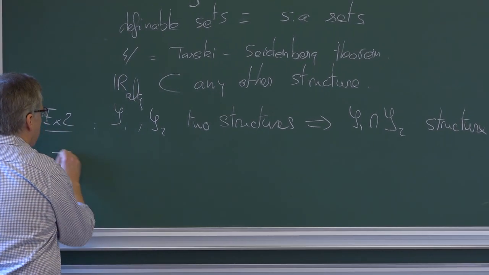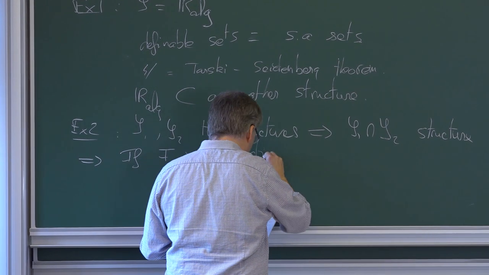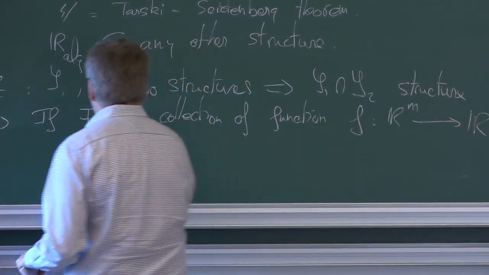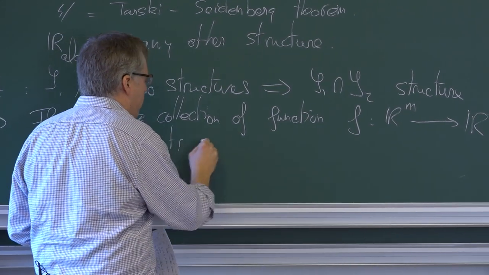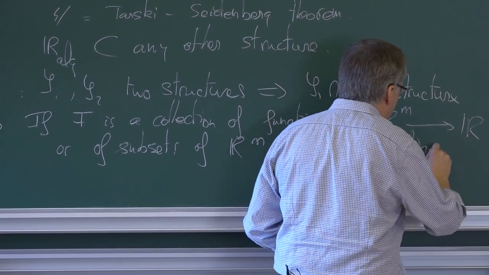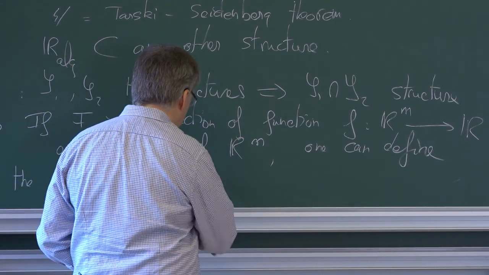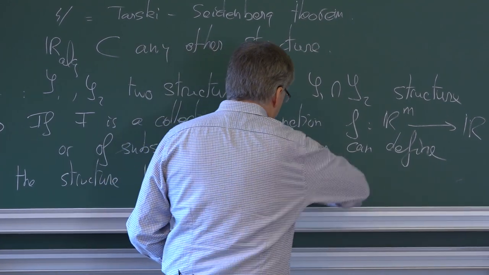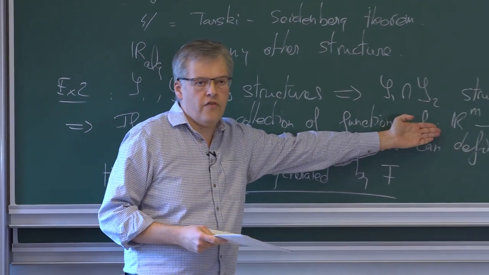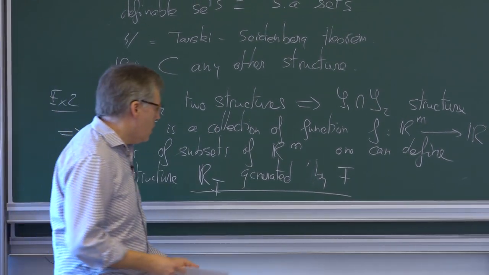And so as a result, this implies that if you give yourself any collection F of functions from Rm to R for different m, or of subsets of Rn, then one can define the structure R_F generated by F. Right? So this is the smallest structure such that in the first case, all the functions F are definable, or in the second case, all the subsets of your collection F are definable. Okay. All right.